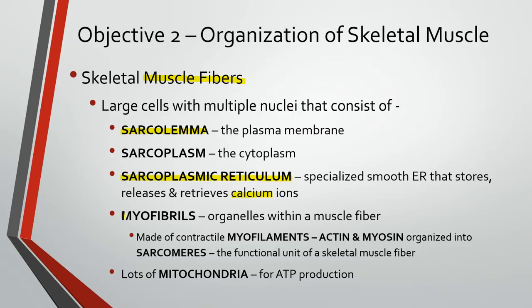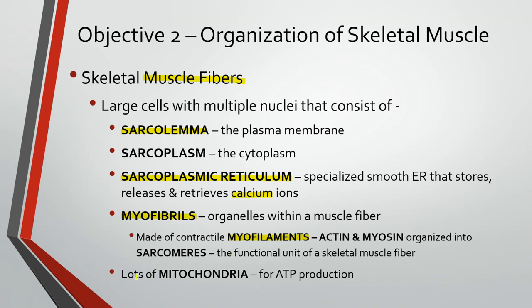Now we also have something that we don't find in other cells. We have these organelles called myofibrils. And these myofibrils actually contain the proteins that we call myofilaments that are responsible for the actual muscle contraction. So we don't find these myofibrils in other cell types, and we're going to have a whole little section on myofibrils here in a bit.